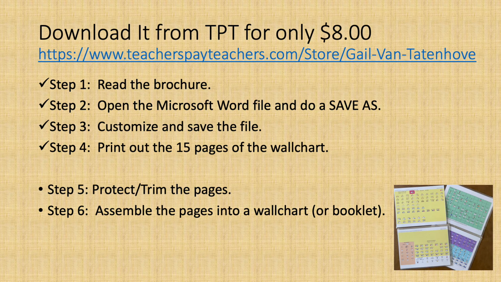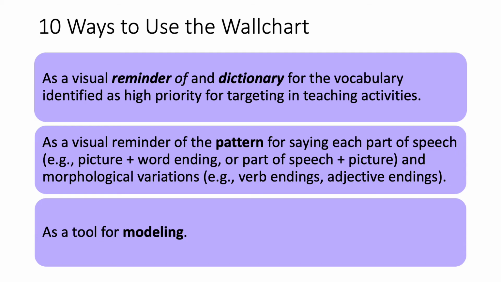Step 5 involves the steps I just did of protecting and trimming the 15 individual pages, and step 6 was the assembly into a wall chart. I could have taken the 15 pages that I laminated and using spiral binding made them into a booklet. But instead I'm going to have to print out another set, relaminate them, and do that again. You're now ready to start using the wall chart.